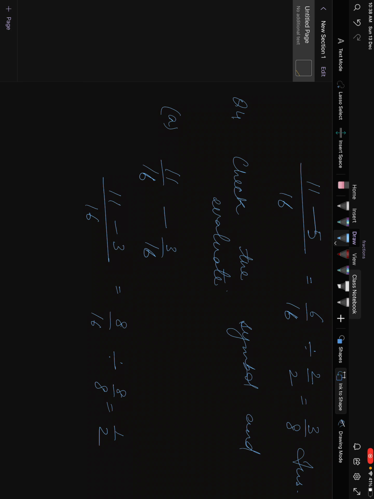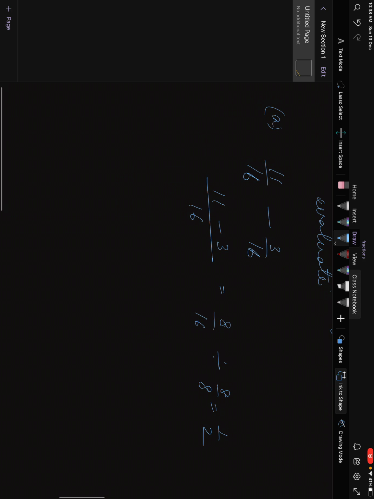When it is not mentioned in the question, I cannot deduct your marks. Simple. But when it is mentioned in the question and you do not do it, I will have to take away your marks. 11 upon 15 plus 3 upon 15.